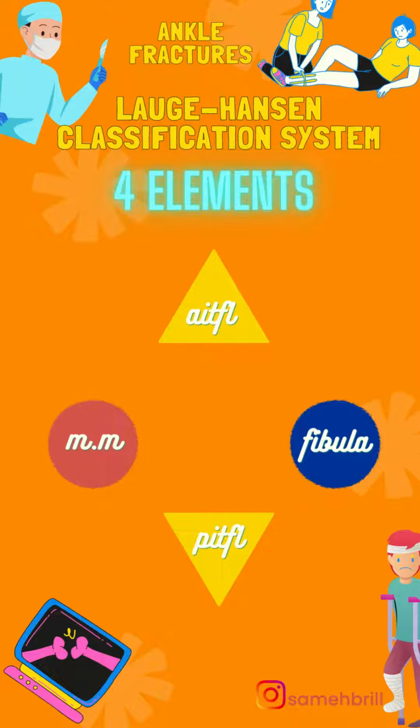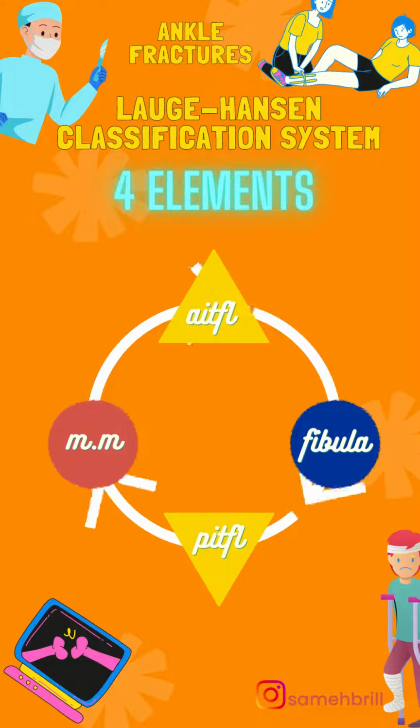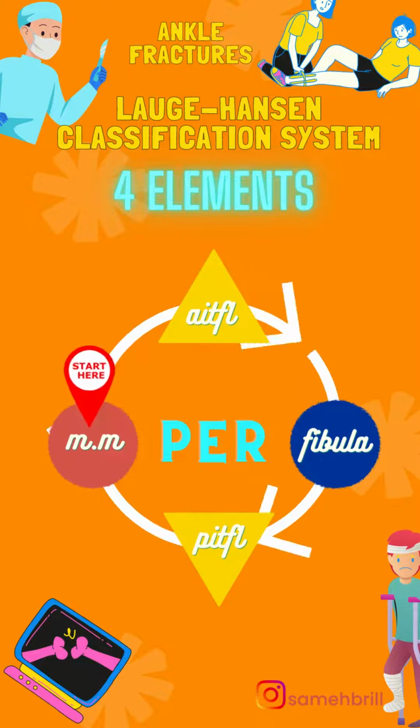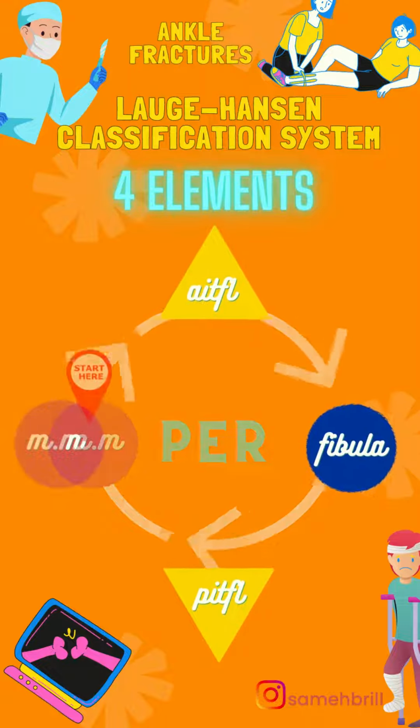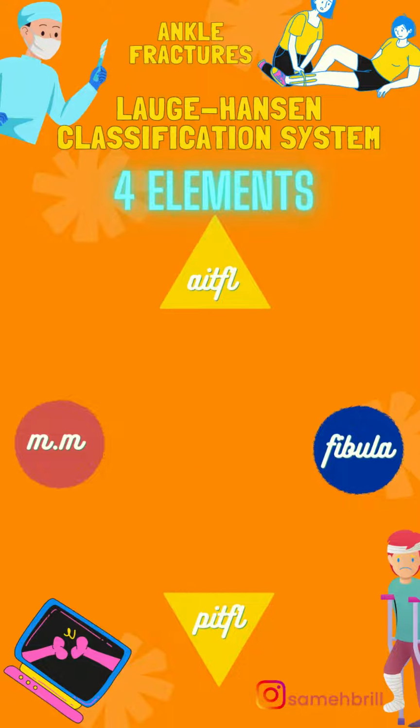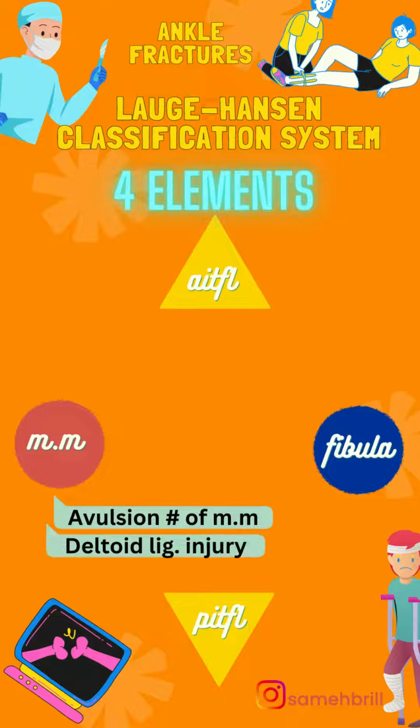The difference between SER and PER is the starting point of the injury. The starting point in SER is the anterior inferior tibiofibular ligament, while the starting point of PER is the medial malleolus. Now let's lay down some basics of those 4 elements. In the medial malleolus, the injury might be an avulsion fracture or a deltoid ligamentous injury.